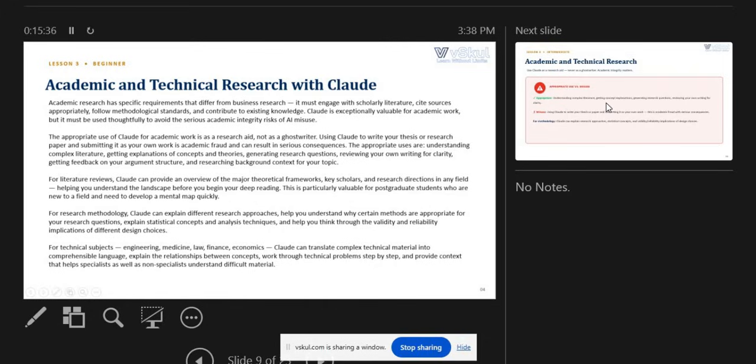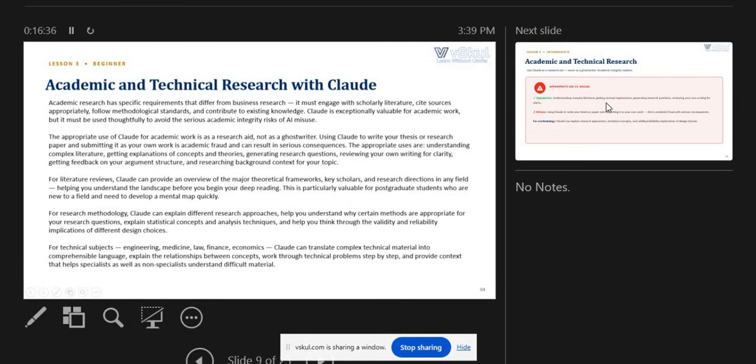For literature review, Claude can provide an overview of the major theoretical frameworks, key scholars, and research directions in any field, helping you understand the landscape before you begin your deep reading. This is particularly valuable for postgraduate students who are new to a field and need to develop a mental map quickly. For research methodology, Claude can explain different research approaches, help you understand why certain methods are appropriate for your research, explain statistical concepts and analysis techniques, and help you think through the validity and reliability implications of different design choices.